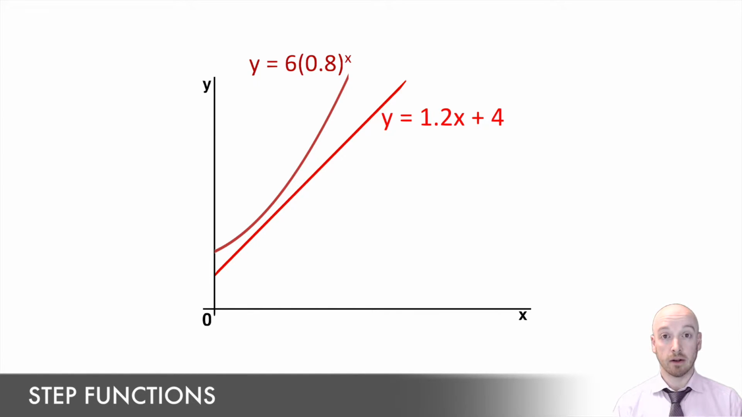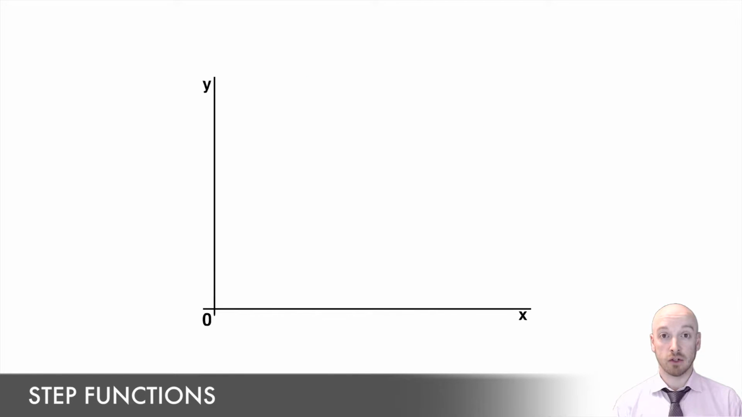Now, the idea here in step functions is that we have x values that change, and the y values change accordingly, but those y values change in steps or intervals, kind of jumping from one y value to another according to those x values. Now, the easiest way to understand this is to see how it looks on a graph.